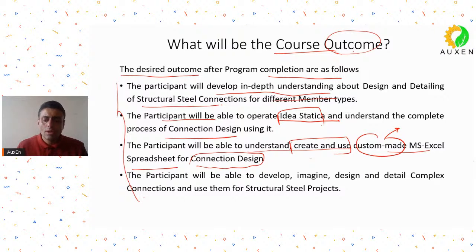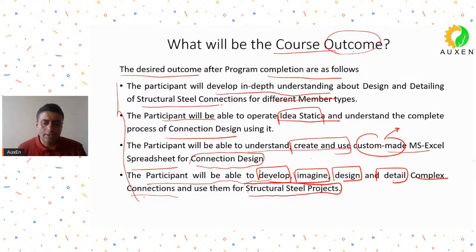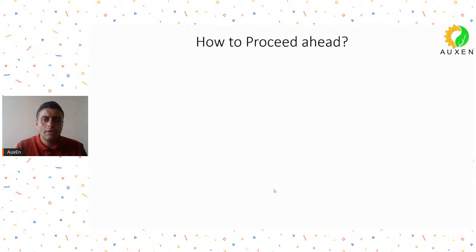Of course, we will not be able to make Excel spreadsheets for all types of connections, but for some important connections which can be easily done manually, we will develop some Excel spreadsheets. And lastly, we expect, and the participant should also expect out of us, that they will be able to develop. Imagine, very important. Imagination is very important when it comes to connection design. Detail and design complex connections using the software and use them for day-to-day structural steel projects. So these are the desired outcomes that we expect out of the course.